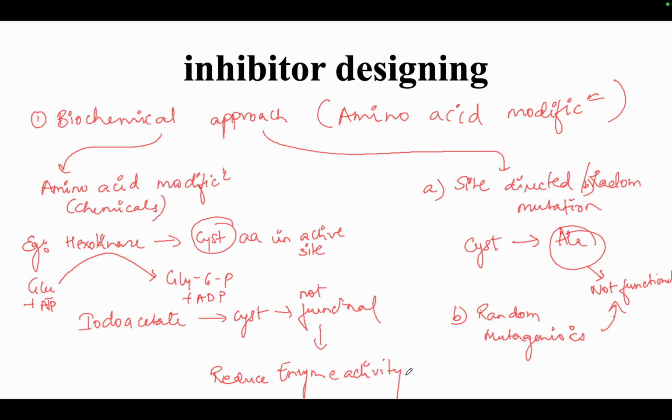With random mutation, one of the advantages is that if we have no knowledge about the active site, like if we don't know whether cysteine or any other amino acid is present in the active site, we could just do random mutagenesis in that case, where we don't have any information about the enzyme or its active site. So we could just randomly mutate the enzyme and study the active site. So this is the biochemical approach to study the active site.